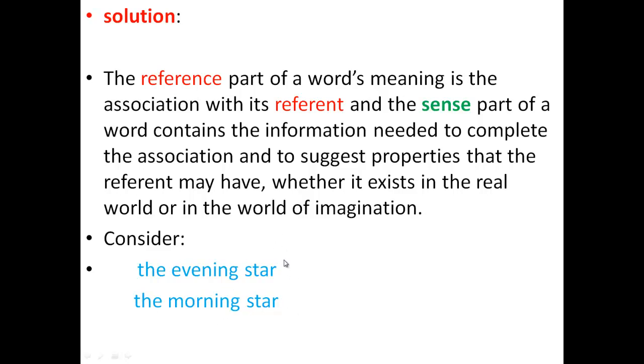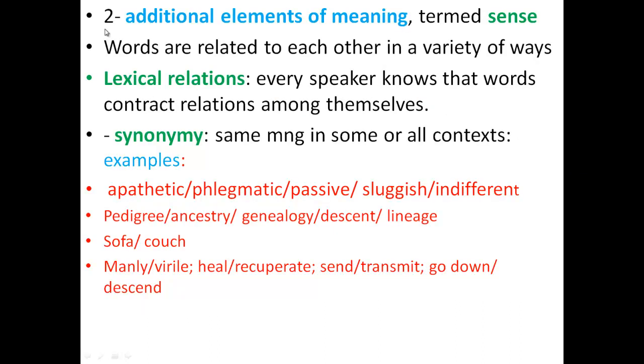So what does this mean? We have to consider words both from the referential point of view and from the sense point of view. So these are two main components that should go hand in hand. Now, this sense represents those additional elements of meaning. We will be dealing with additional elements of meaning that we term as sense here.